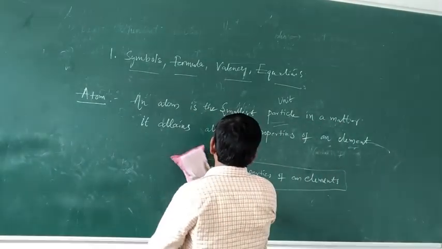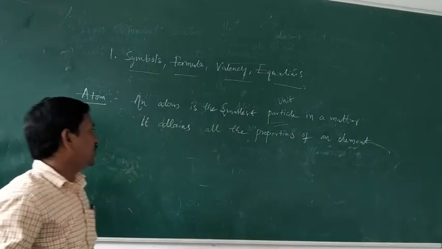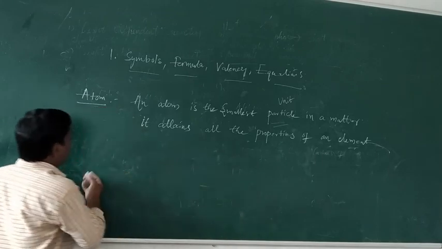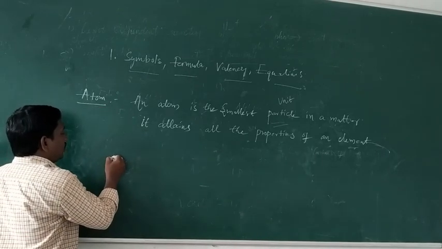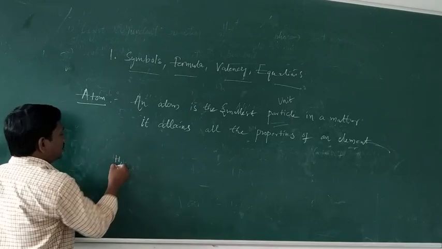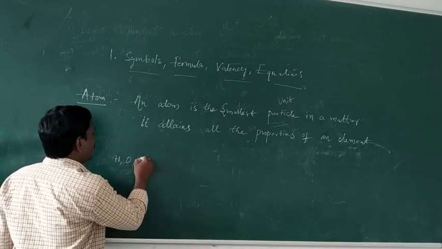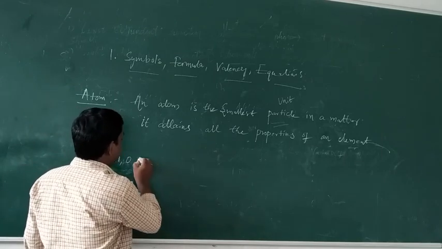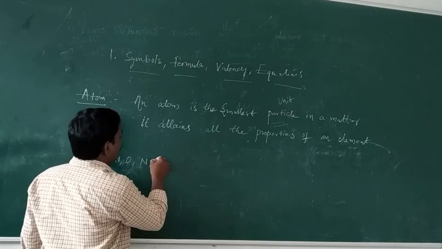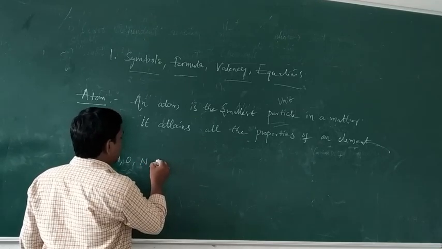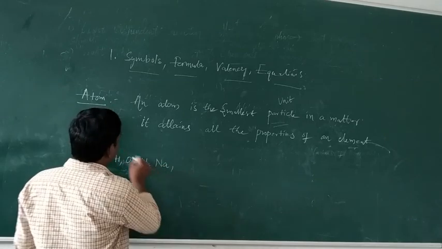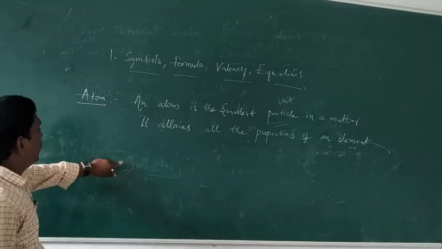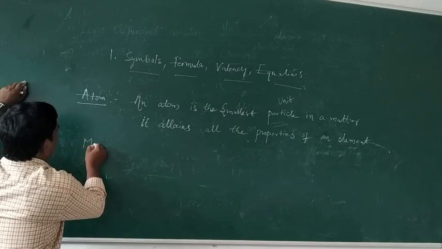Again, what are the examples of atoms? For example, we have so many elements like hydrogen, oxygen, nitrogen, helium, potassium, sodium, and these are the elements. And we have some atoms. So, next one, molecule.